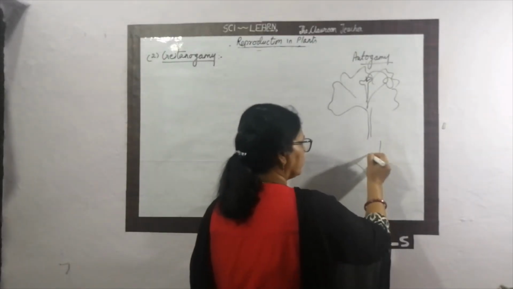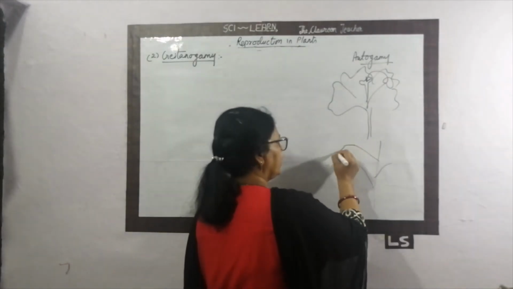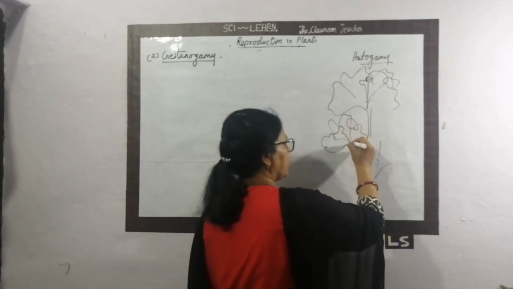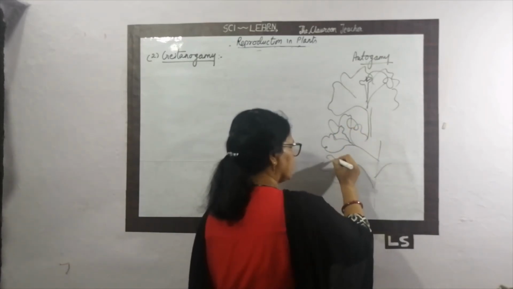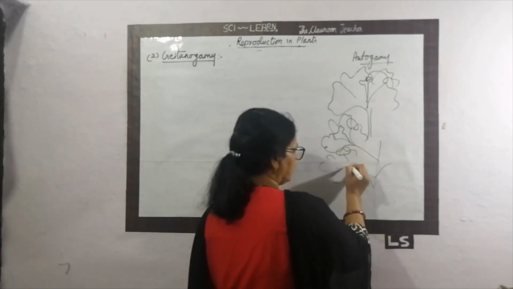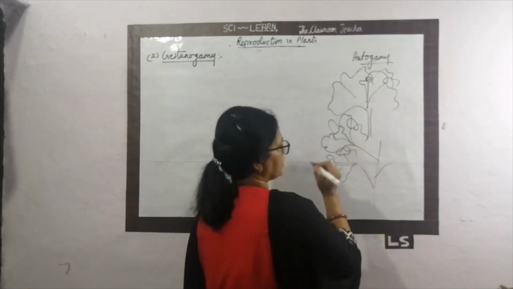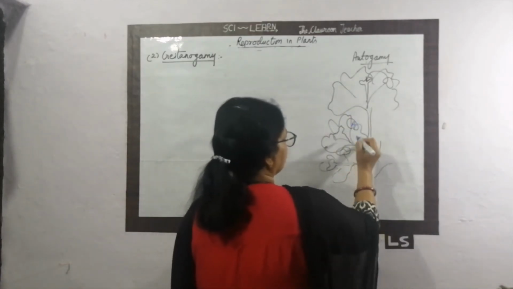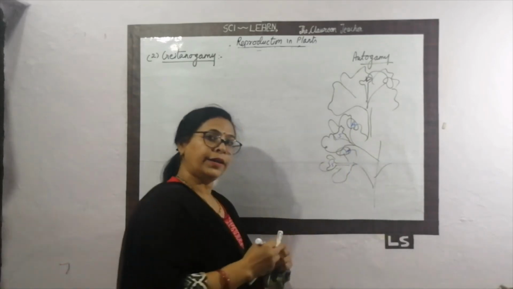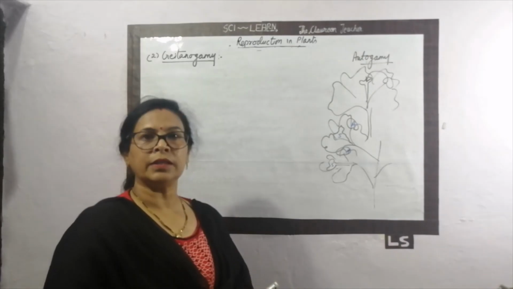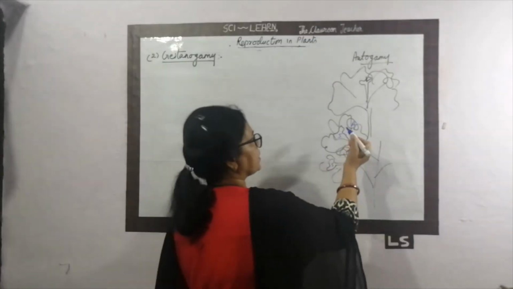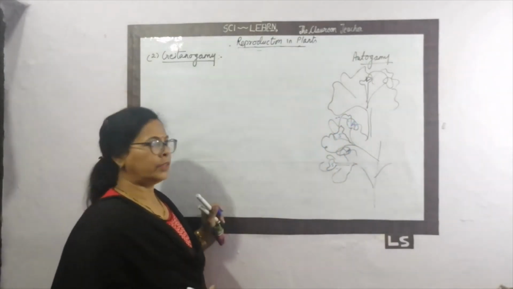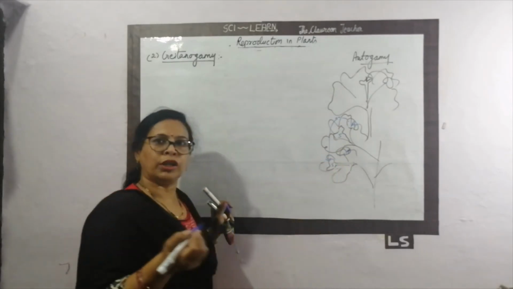But what happens now? This is the same plant. It bears one flower here. This is the anther, this is the stigma. One more flower is here, with its anther and stigma. It is possible that at the time when the anther ruptures, all the pollen comes out, but the stigma of that flower is not ready to receive it. So the pollen transfers to the other flower, and pollination goes on.